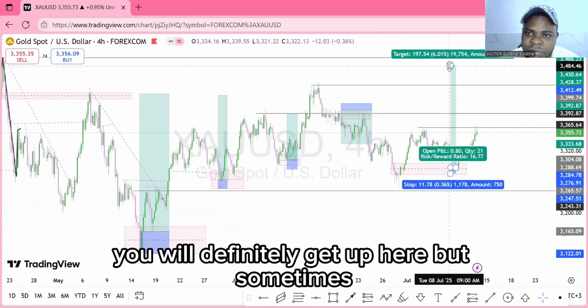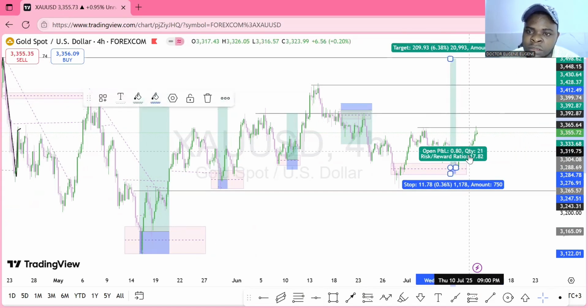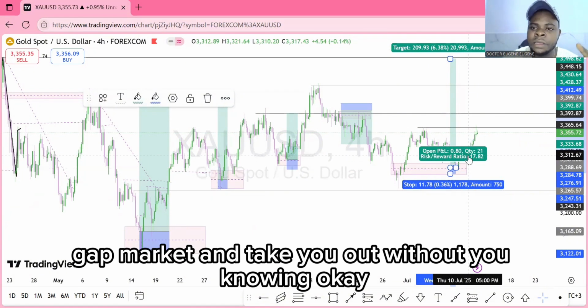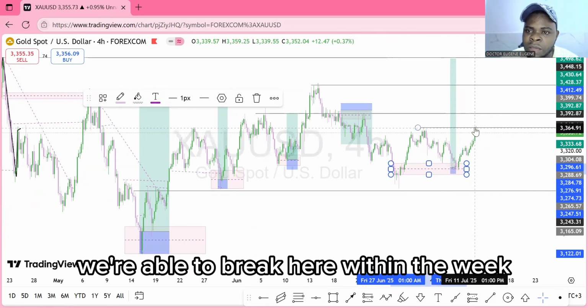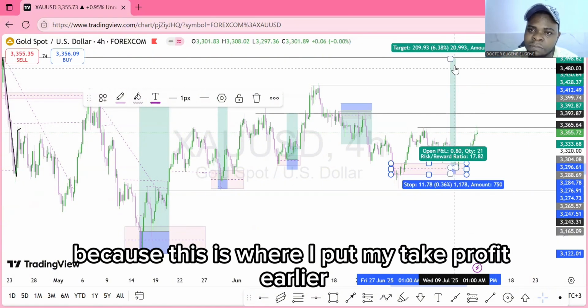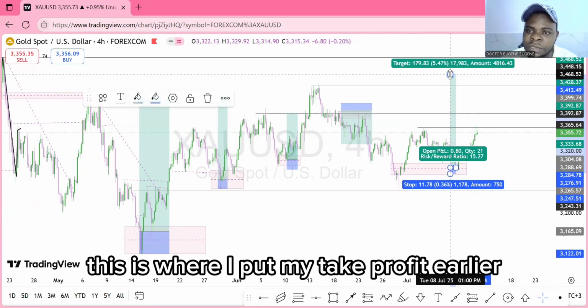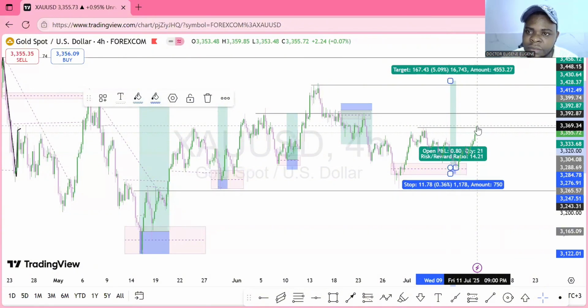But sometimes the market will come up with gaps and take you out without you knowing. If the market were able to break here within the week, because this is where I put my take profit earlier. But unfortunately, the market didn't break this point.